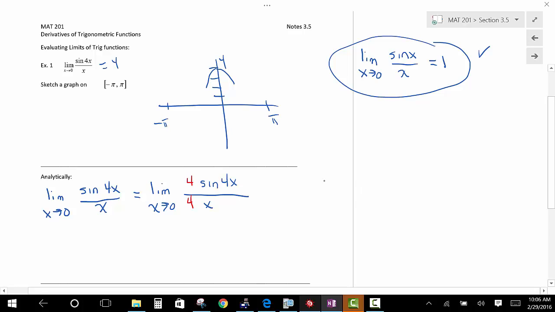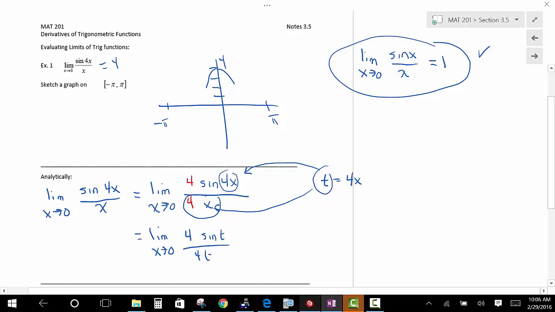Okay, now we're going to do a substitution. So we're going to just pick a variable like, say, t. We're going to let t be 4x, and we're going to do a substitution. So we're going to take that t, and we're going to plug it in where we see a 4x. We're going to replace that with t, and we're going to replace that with t. And what we're going to get is the limit as x goes to 0 of 4, now that's going to be sine t over 4t like that.